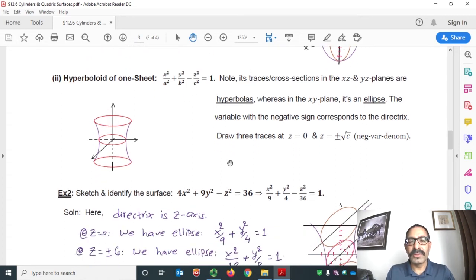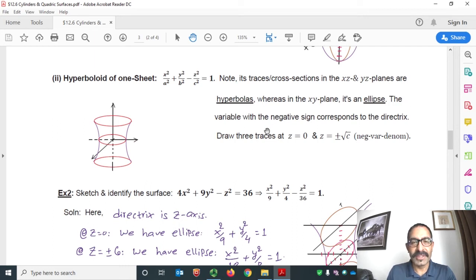So quick note, its traces in the xz and yz planes are hyperbolas, whereas in the xy plane it's an ellipse. So that means if you put z equals 0, then we will have x squared over a squared plus y squared over b squared equals 1. So that's our ellipse. And if you put y equals 0 or x equals 0, then in the xz and yz planes it's hyperbolas.